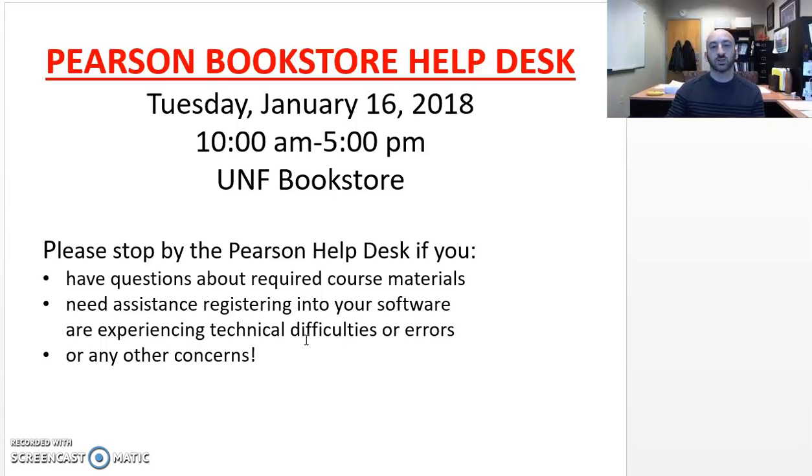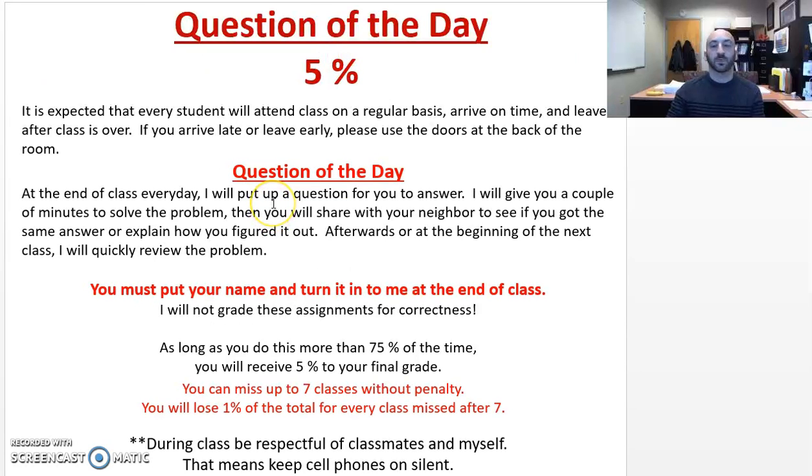There may be some kind of glitch where you need to have a different login or some other access code error. So what I always say is make sure that you try to set this up before Tuesday, January 16th, because one of the Pearson reps is going to be in the bookstore, and they will have computers. They'll help you set everything up and make sure that it works correctly. So please make sure that you try to set that up before January 16th so that you can get any help that may be needed. Otherwise, you have to call tech support, which can take a long time.